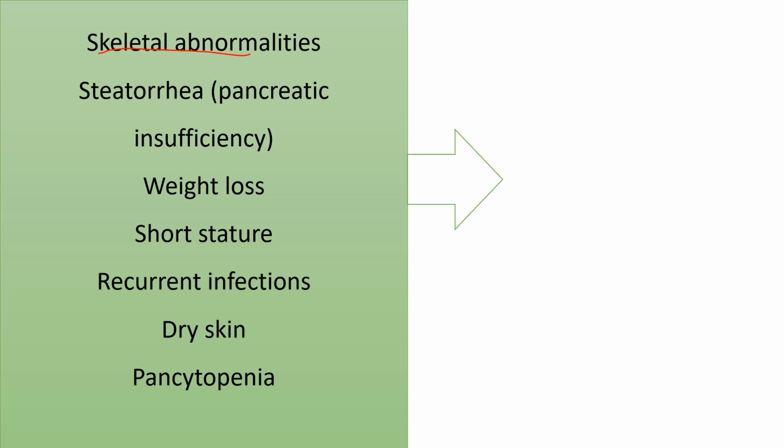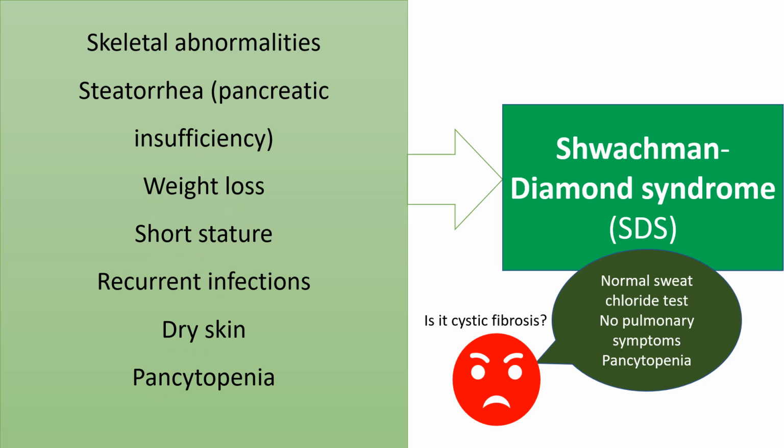Skeletal abnormalities, steatorrhea or pancreatic insufficiency, weight loss, short stature, recurrent infections, dry skin, and pancytopenia. What is the most likely diagnosis? Shwachman-Diamond syndrome. Of course, we have to ask this question, is it cystic fibrosis?